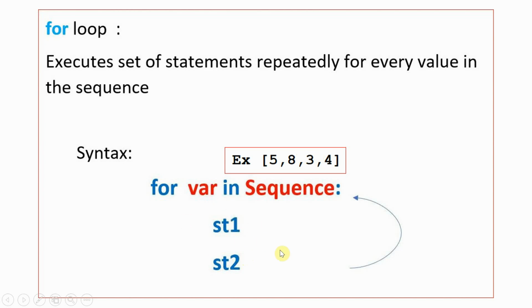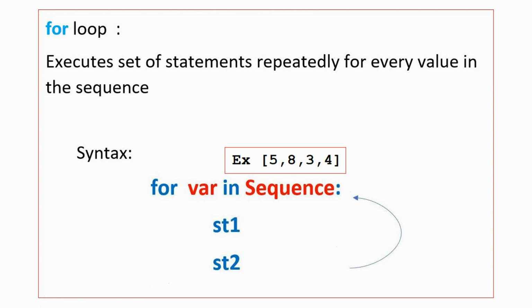After finishing both the statements, again it will go back. Now it takes the next value, 4. 4 will be assigned to the variable, and after that statements 1 and 2 will be executed again. After finishing that, again it will go back and try to get some value from the sequence. But by this time all the values have been taken. That means the sequence is completed. Once the sequence is completed, the for loop will be terminated. After terminating the for loop, it will continue the execution from the next statement after the for loop. So this is the way the for loop will be executed.